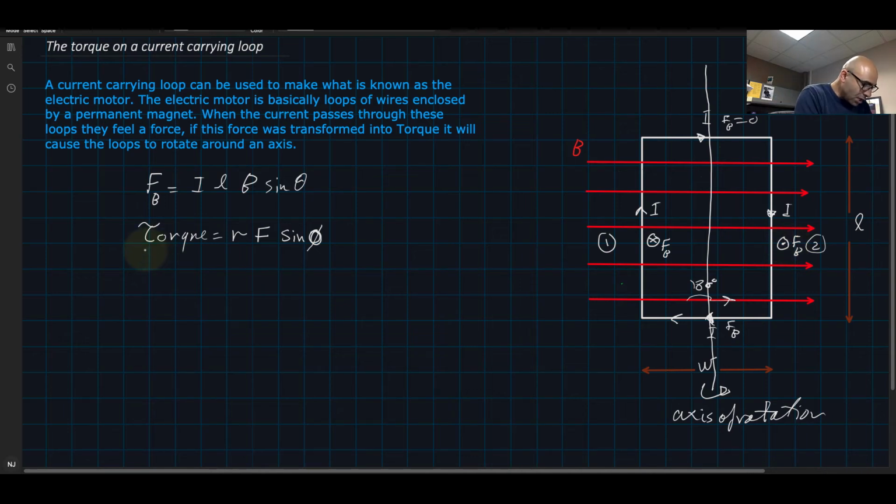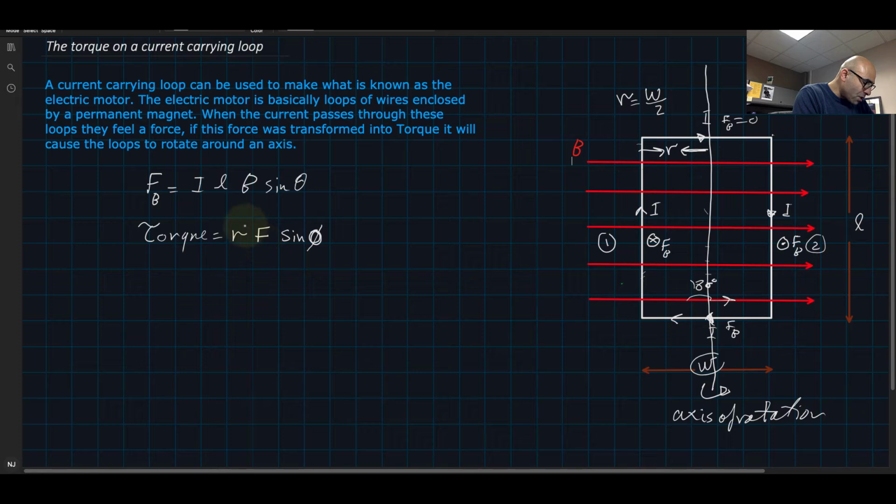Remember, the torque is equal to R F sine phi. Okay? R is the distance between the force action and the axis of rotation. So this is the force action here, this is the force action, and this is the axis of rotation. So my R for this equation is exactly midway between this part and this part, or I can say that R is equal to W over 2, because this whole thing is W.